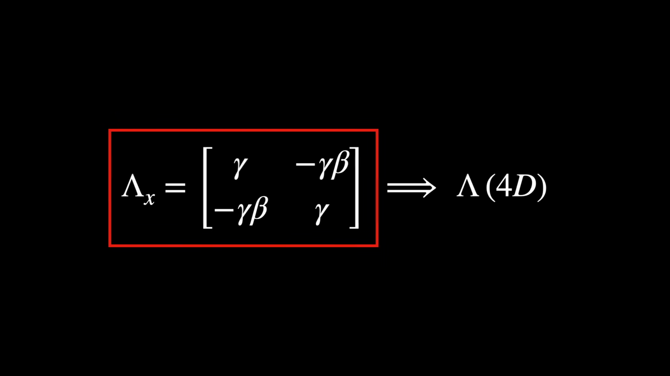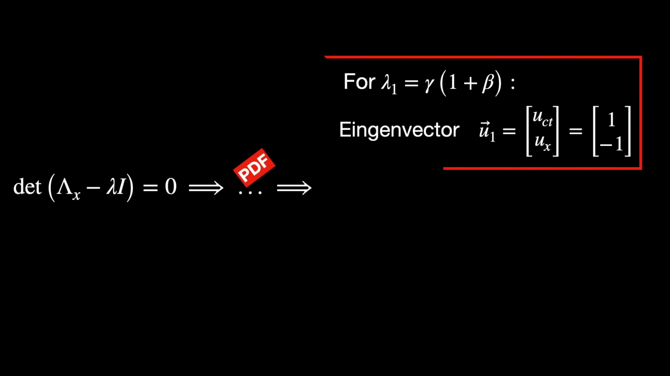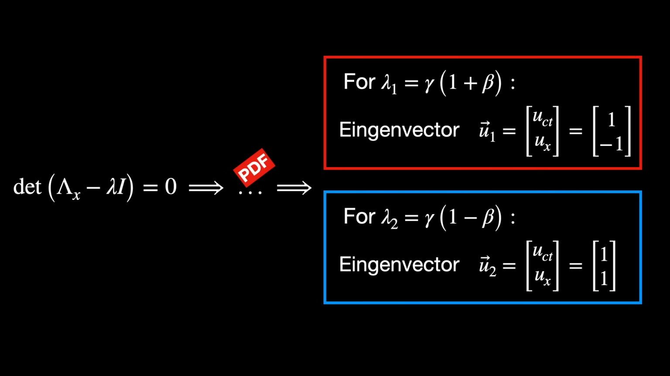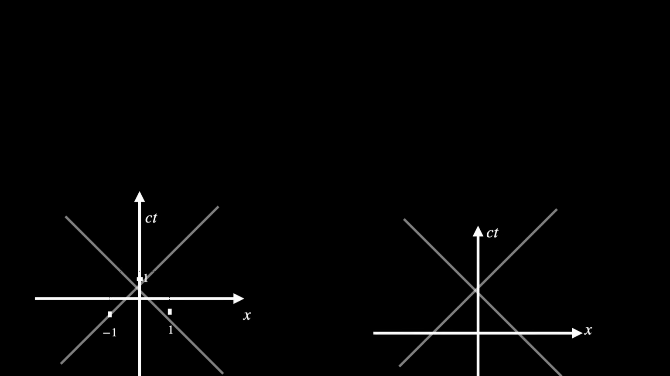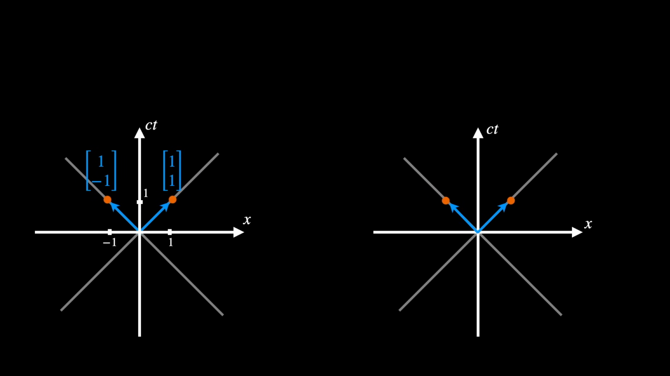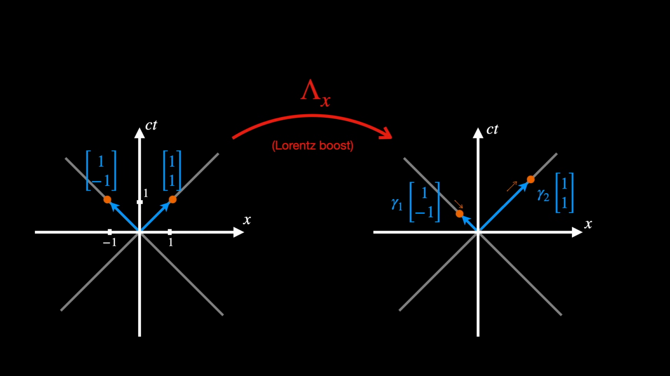After solving the appropriate equations, we find the following eigenvectors with their respective eigenvalues. For the first eigenvalue, we find the eigenvector (1, -1). For the second eigenvalue, we get the vector (1, 1). Graphing these results, we see that one of the vectors gets contracted, while the other gets stretched. All of it takes place along these two gray lines, which, by the way, form the light cone.